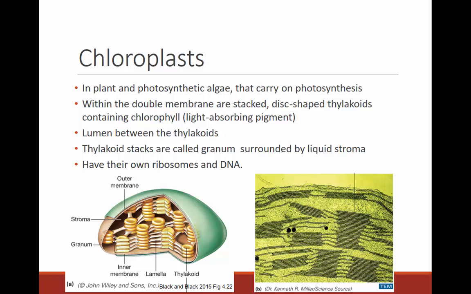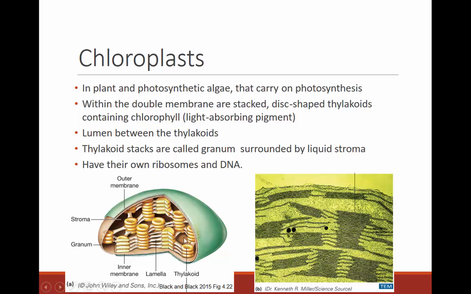Now, in plants and photosynthetic algae, they have something called chloroplasts. And these are also kind of stacked as well, but they're stacked with these disc-shaped thylakoids. Here, you can see it quite nicely in the image on the left. And there's a lumen between the thylakoids as well. And these stacks are known as granum, and they're surrounded by liquid.